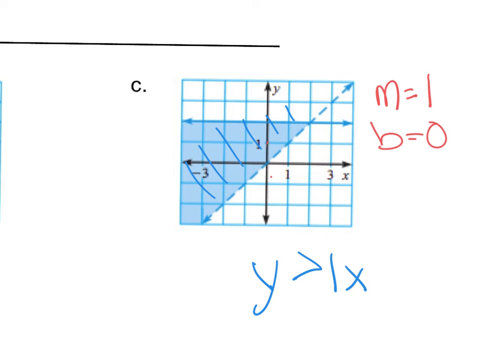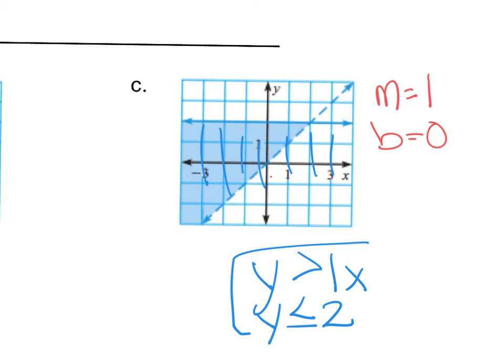Now let's take a look at our next line. Notice how it is a straight line going across. It's going through the y-intercept at 2. So what I have is y, and I'm shading below this line, so it's going to be less than, and it's solid, so equal to 2. So the system that I have graphed above is y is greater than 1x and y is less than or equal to 2. So in this lesson, we took a look at how to graph and find solutions to linear inequalities.